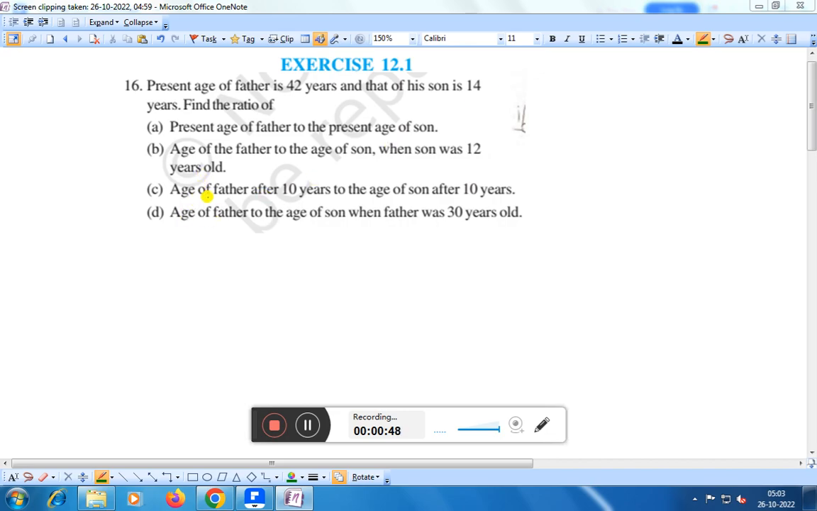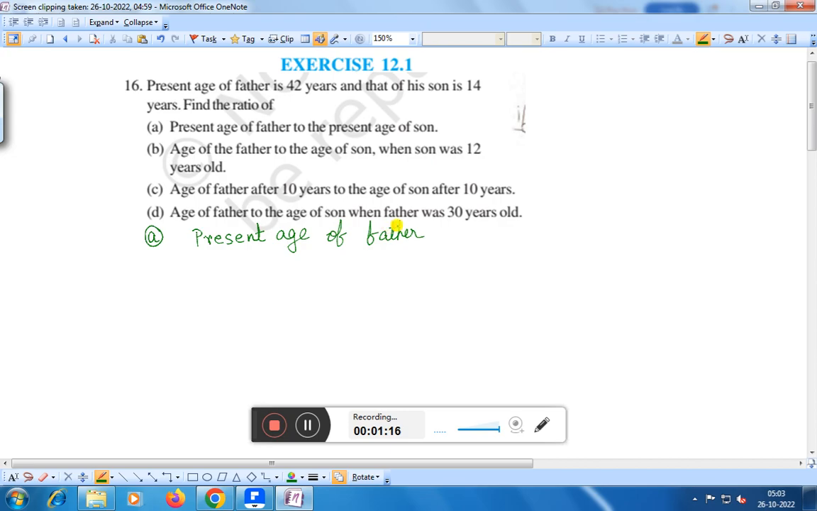Here we'll solve question number A. We have to write first present age of father. Present age of father is equal to 42 years.